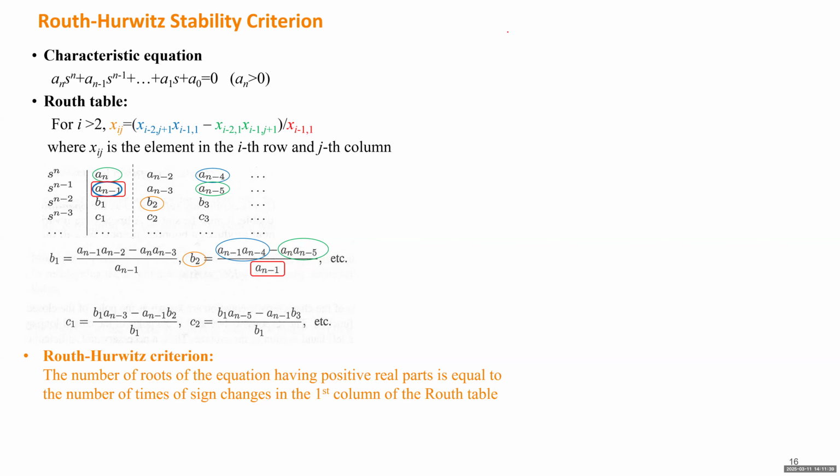Once you generate this table, there's a principle which is very useful to help judge stability. The principle says that the number of roots of the equation that have positive real parts is equal to the number of sign changes in the first column of the table. So what does that mean?